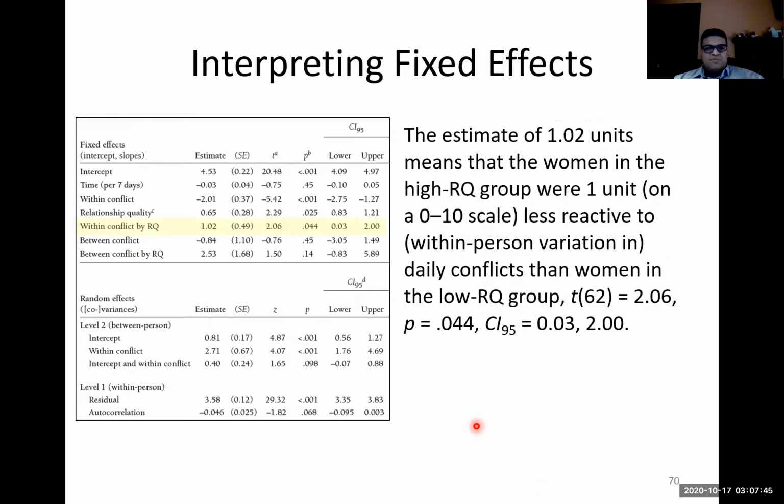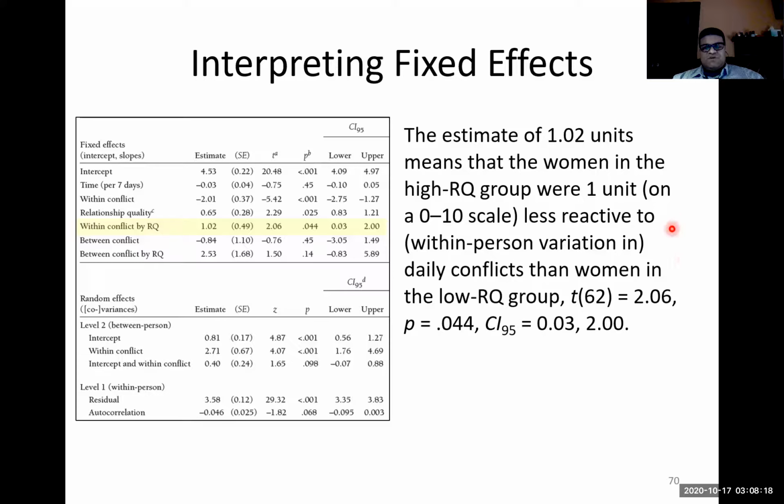Now let's just take a moment to interpret the fixed effects, and we're going to focus primarily on the important fixed effect, which is going to be the within-person effect of conflict and the cross-level interaction in particular, which is the one that tests the buffering hypothesis. So here it is. This is the buffering hypothesis. The coefficient is 1.02.